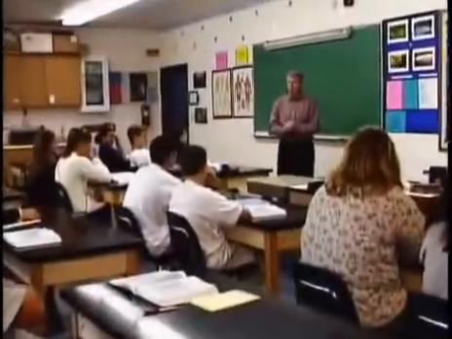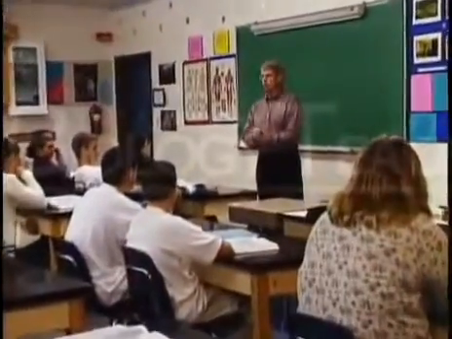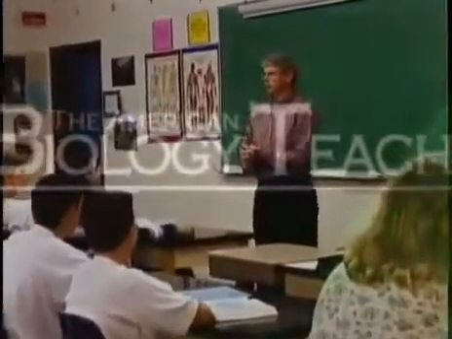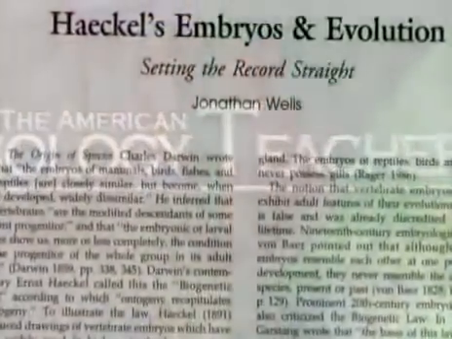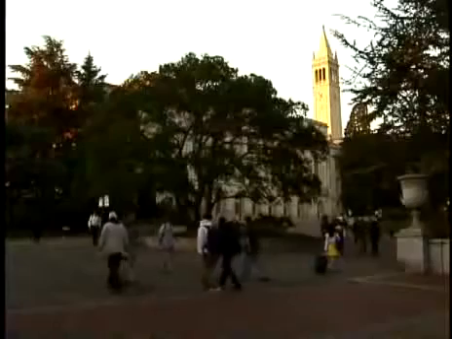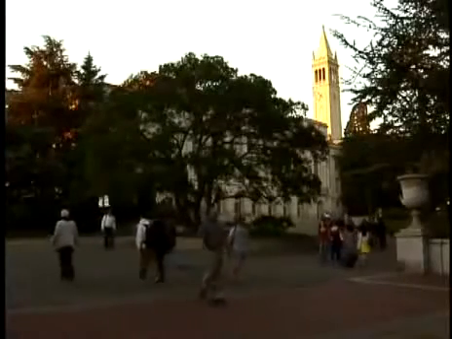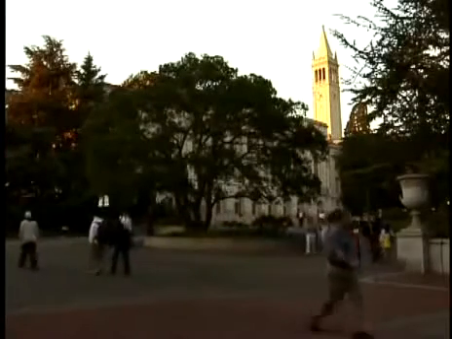One article Roger DeHart wanted to show students was from the American Biology Teacher, the leading peer-reviewed journal for secondary school biology teachers. It was written by Jonathan Wells, a biologist with a Ph.D. in molecular and cell biology from the University of California at Berkeley. Wells is one of a growing number of scientists raising objections to Darwin's theory.